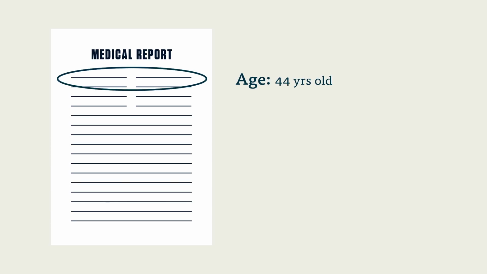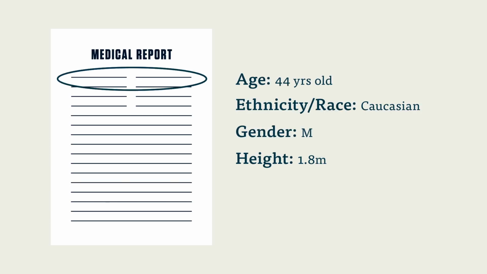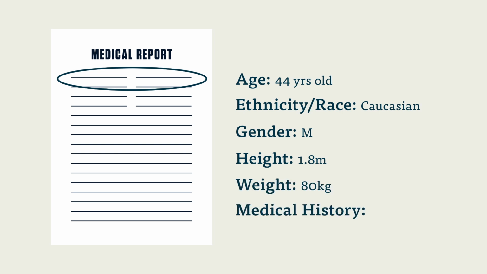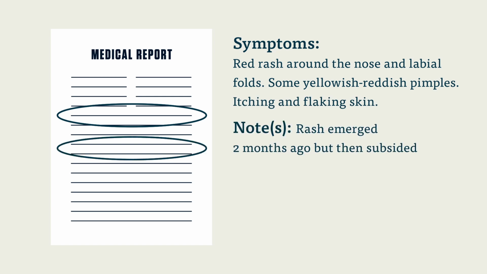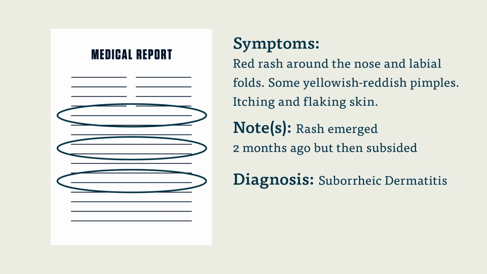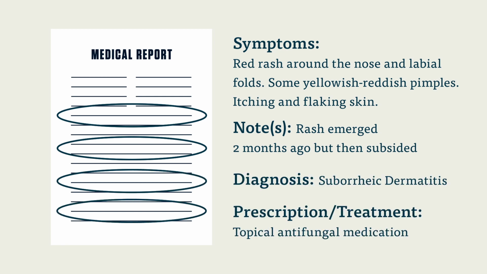Patient is a 44-year-old Caucasian male. Self-reported height and weight 1.8 meters and 80 kilograms. No notable medical history. Patient presents with a red rash around the nose and labial folds. Some yellowish-reddish pimples. Patient complains of itching and flaking skin. Patient says the rash emerged 2 months ago, but then subsided. Diagnosed patient with seborrheic dermatitis and prescribed a topical antifungal medication.